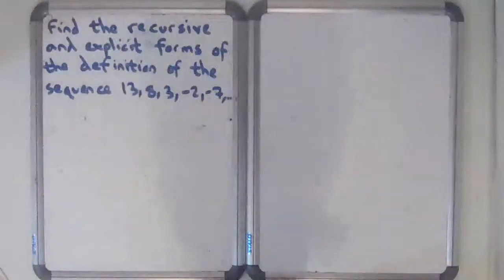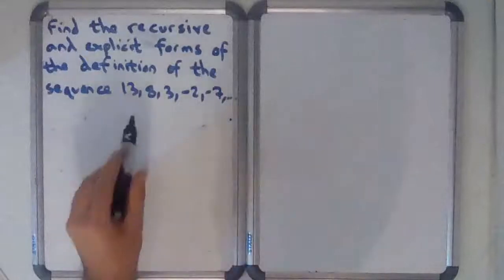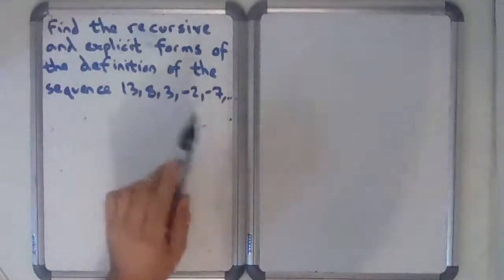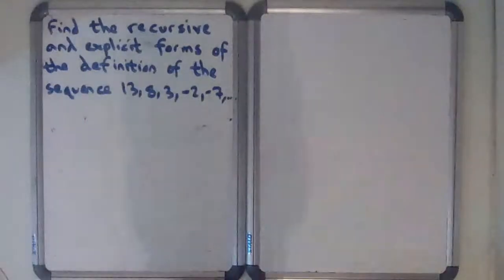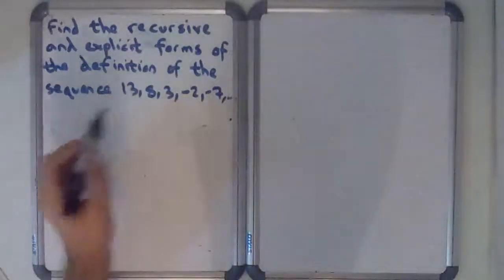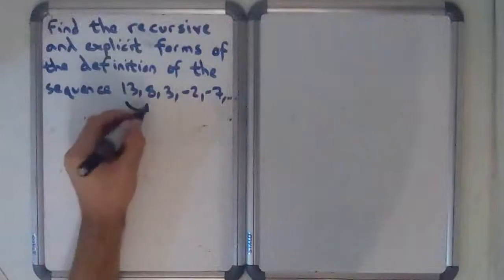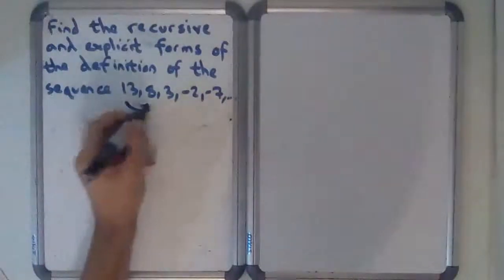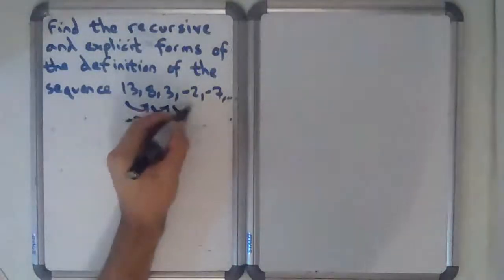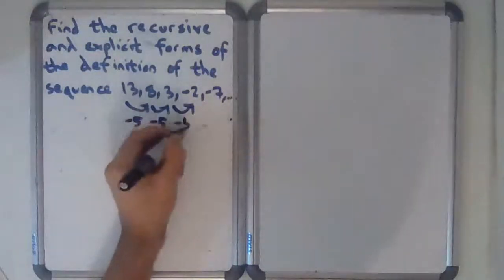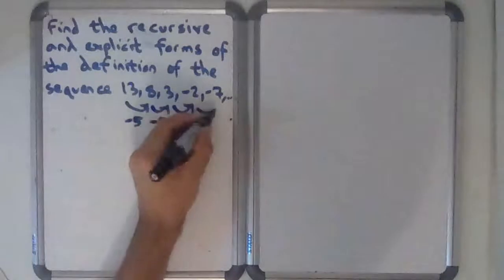Find the recursive and explicit forms of the definition of the sequence 13, 8, 3, minus 2, minus 7, and so on. Looking at that sequence, it's an arithmetic sequence because every time you are subtracting 5 between terms. So if I subtract 5 from the term I'm on, it gets me to the next term.